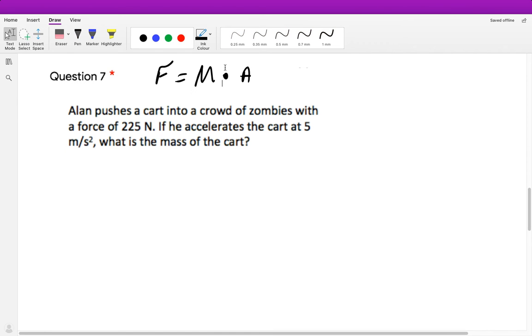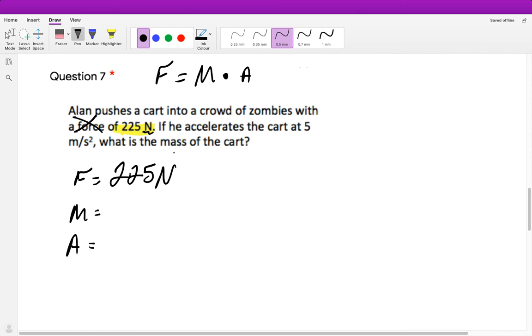All right, same thing. We start out with writing our formula, force is equal to mass times acceleration, and then we're going to write out all of our different variables and see which one we're given and which one we're solving for. It says Alan pushes a cart into a crowd of zombies with a force of 225 newtons. So even if it didn't say force, once we see the newtons, we know that this is going to be our force, so we have 225 newtons.